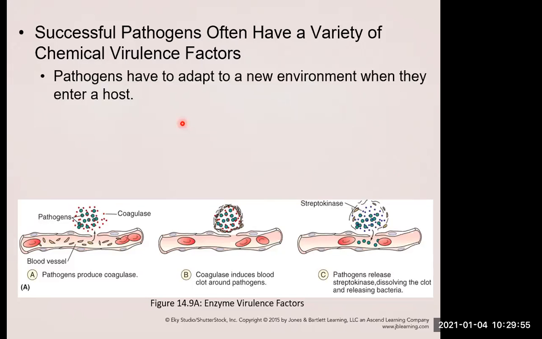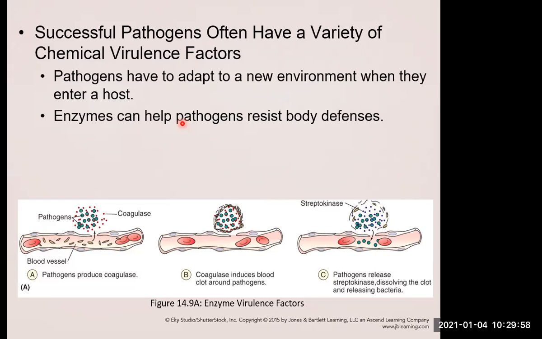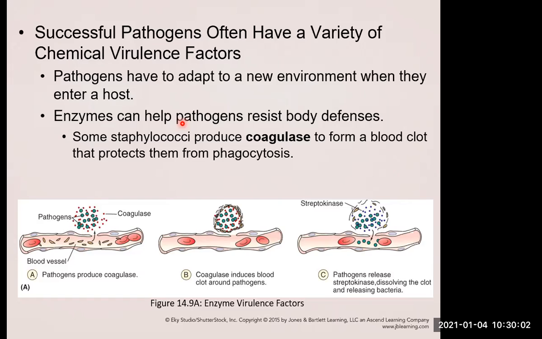All right, there are a couple cool enzymes that the book mentions. What type of a macromolecule is an enzyme? It is a protein. Very good. One enzyme that some staphylococci produce is called coagulase. This is going to cause a blood clot to form. If we have pathogens moving in blood, they secrete coagulase, and we can create kind of like a blood clot with pathogens inside of it to help protect them from the immune system.